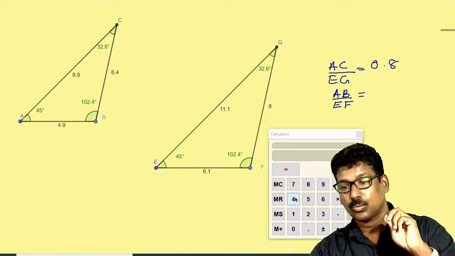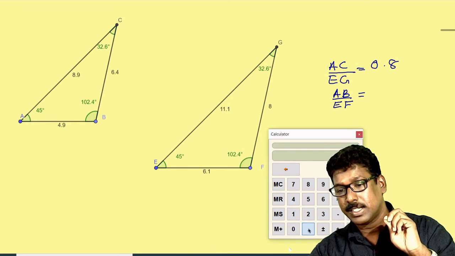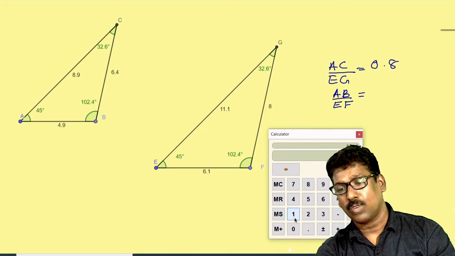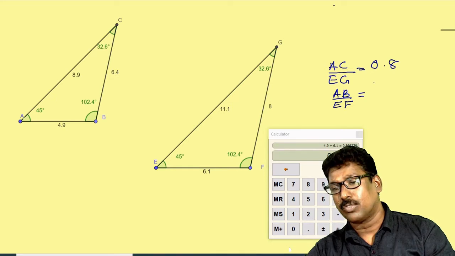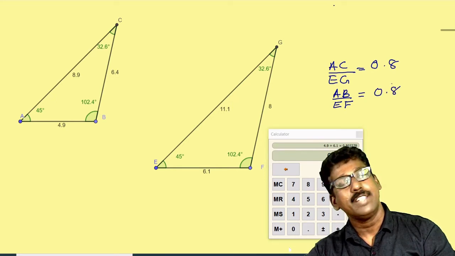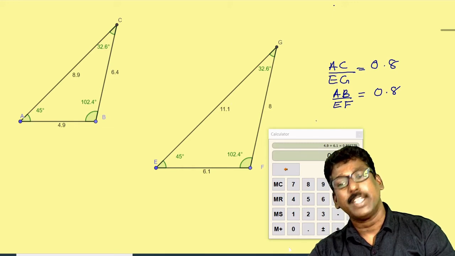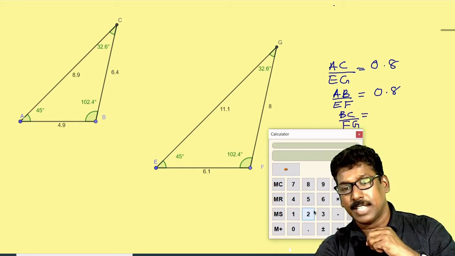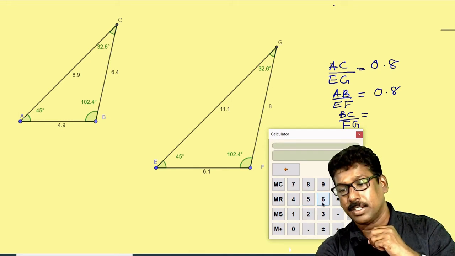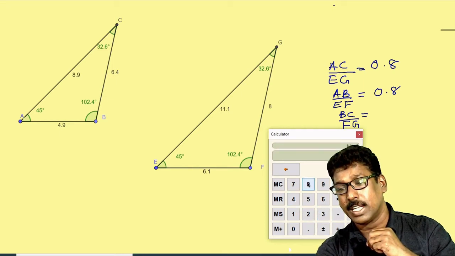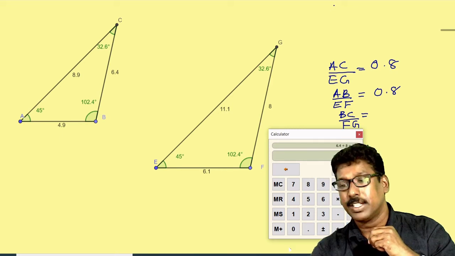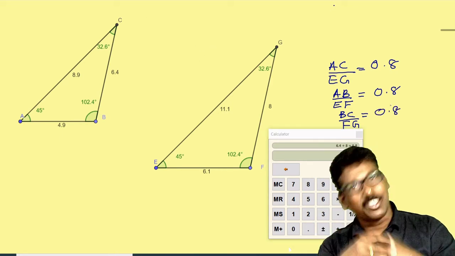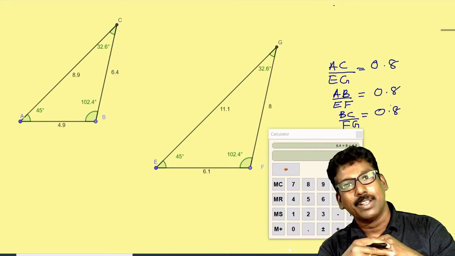Now, what is AB by EF? AB by EF is equal to 4.9 by 6.1. What is its value? Here you will get 0.80, and to one decimal place you can write it again as 0.8. And what is BC by FG? BC by FG is 6.4 divided by 8. You will get 0.8. That means the ratios of the corresponding sides in all the cases are equal.